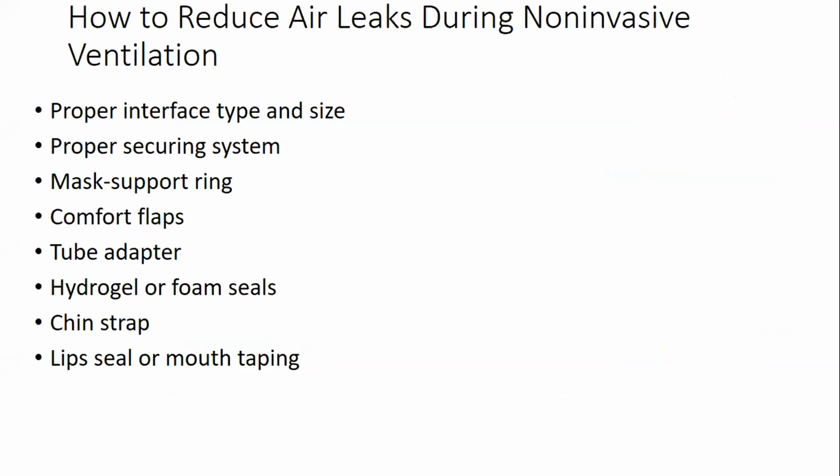There are a number of concerns with NIV that we must talk about. One is air leak, because without a good seal, you're not going to be able to deliver good NIV ventilation. To reduce that, these are some of the different methods that can be used. The most important is to use the correct or proper interface in terms of type and size, and you secure it properly. The other additions are just for those cases where you still are getting challenges, for example, using foam seals or hydrogel seals for improving the seal.